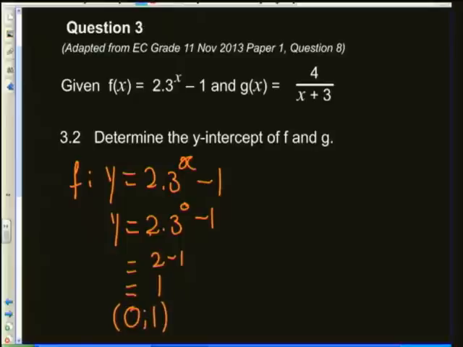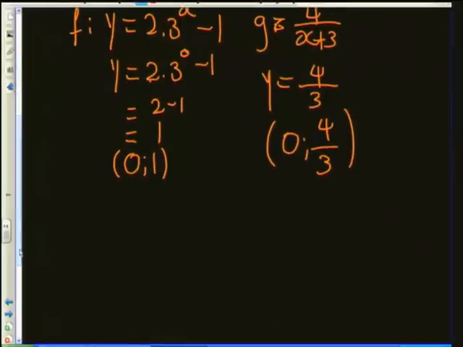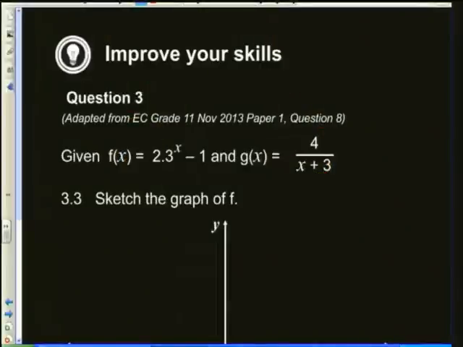Let's do g. The y-intercept of g. Again, we let x equal to 0. So that means that y is equal to 4 over 0 plus 3, which is 3. So it means that g cuts the y-axis at 0, 4 over 3. Easy marks. Let's look at the next bit.